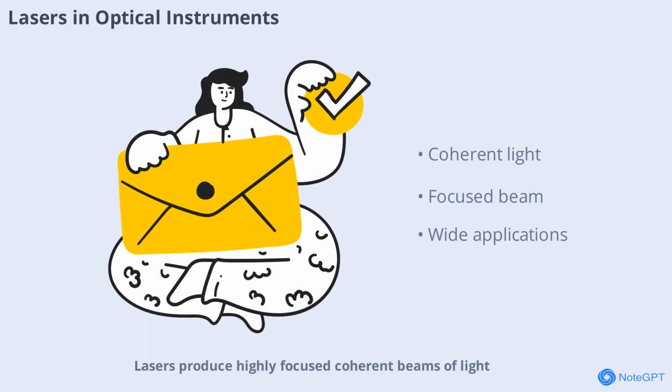Lasers produce highly focused, coherent beams of light. They are used in a variety of optical instruments, from barcode scanners to surgical tools and communication devices. The unique properties of lasers make them invaluable in both scientific research and everyday technology.